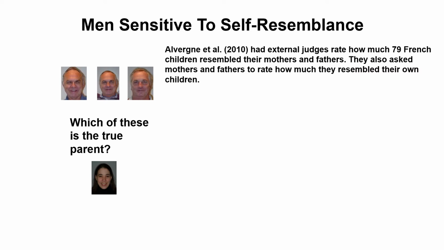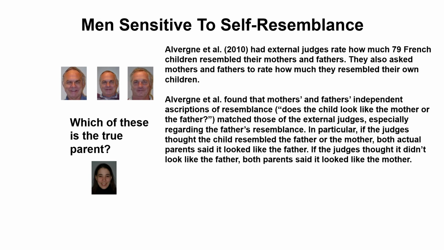Okay, so let's look at that then. The question: do kids actually really look like their fathers? In this study, they had external judges rate how much 79 French children resembled their mothers and fathers. They also asked mothers and fathers to rate how much they resembled their own children. And they found that mothers' and fathers' independent ascriptions of resemblance, basically, does the child look like the mother or the father, match those of external judges, especially regarding father's resemblance.